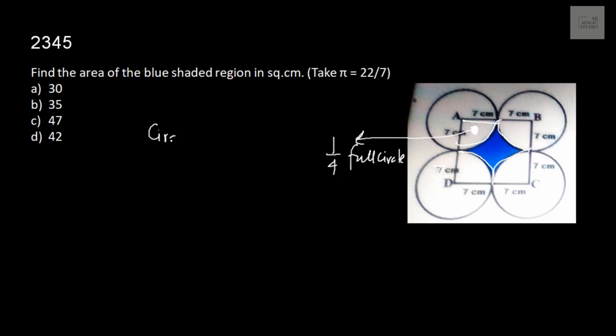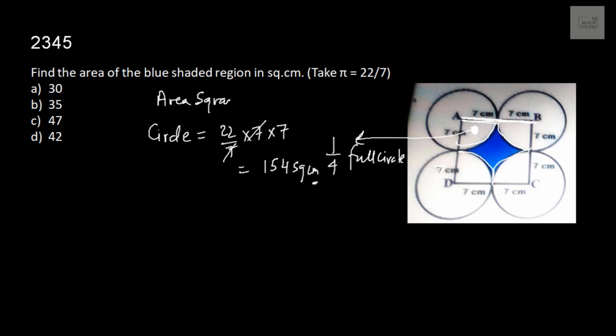So area of the circle, these 4 quadrants, would be pi r square, where r is 7, and that happens to be 22 into 7, that is 154 square centimeter. Now if we look at the square, one side of the square is twice the radius of the circle, that is 7 plus 7, that is 14. That means area of the square is 14 square, that is side square, which is 196.